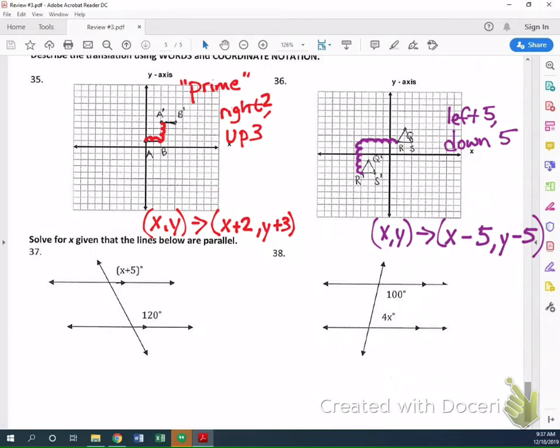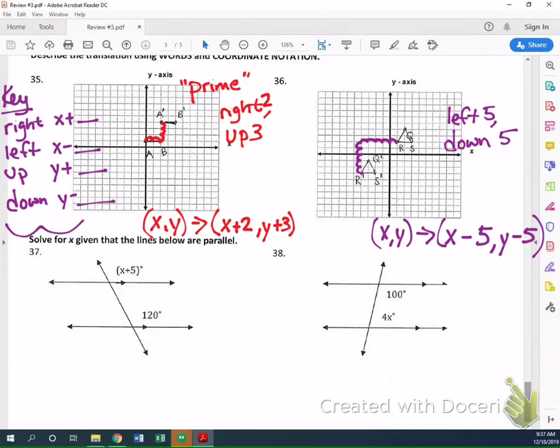So if we want to make a quick little key over here. If you go right, it's x plus whatever. If you go left, it's x minus whatever. If you go up, it's y plus whatever. Down is y minus whatever. And the whatever is how many spaces you jumped. So this might be helpful note card information.